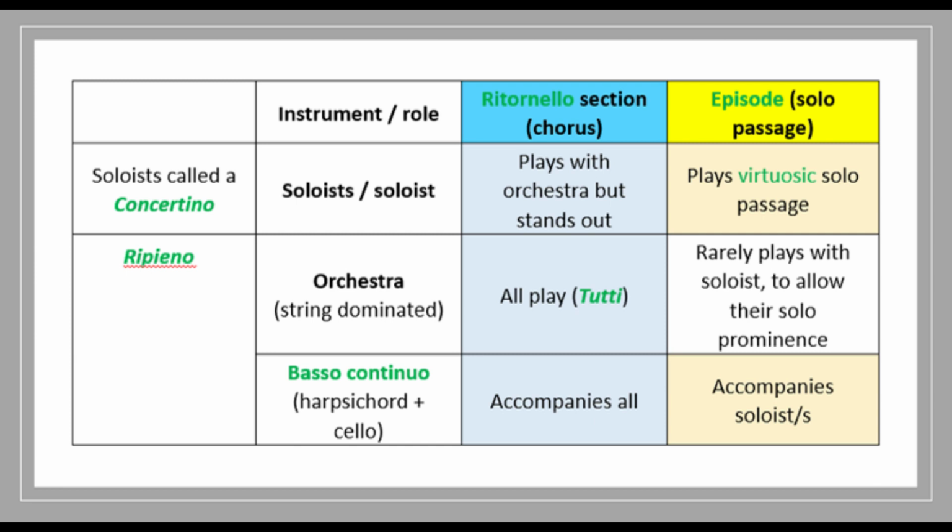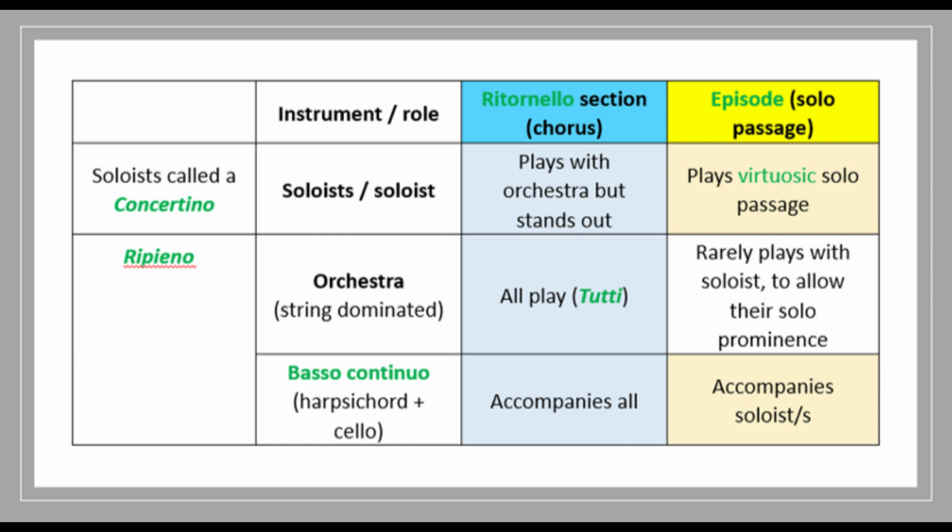And similarly, within the ripieno, within the accompanying orchestra, you have a specific role for the harpsichord and usually a cello, and that is called the basso continuo. And they play throughout. They accompany everybody in the Ritornello section, which is when everyone is playing, but they also continue to play in the episodes, the solo passages, and they accompany the soloist.